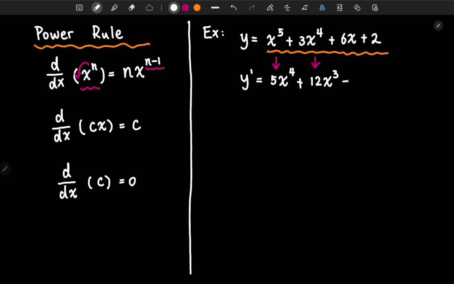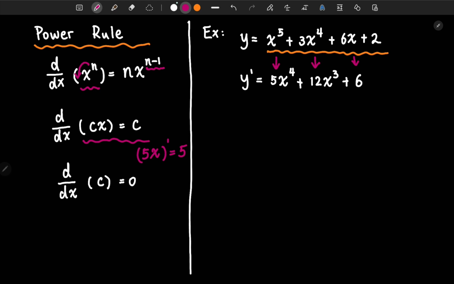The third term, we have 6 times x. We can use this equation here, which states that whenever you have a constant times x, the derivative of that will be the constant. So for example, the derivative of 5x will just be 5. So in this case here, the derivative of 6 times x is going to be 6. So we calculate the derivative for that term.